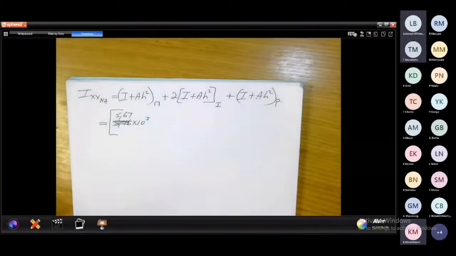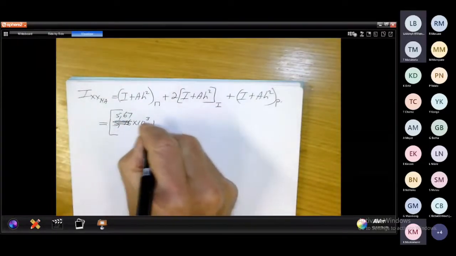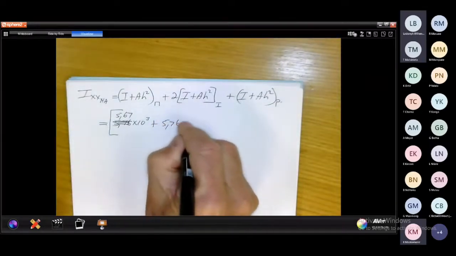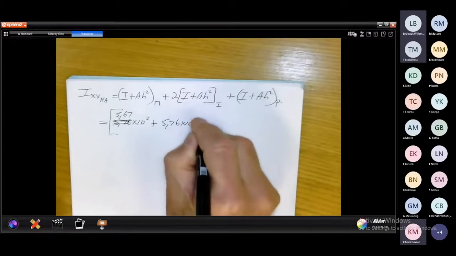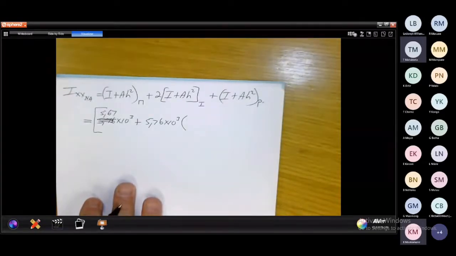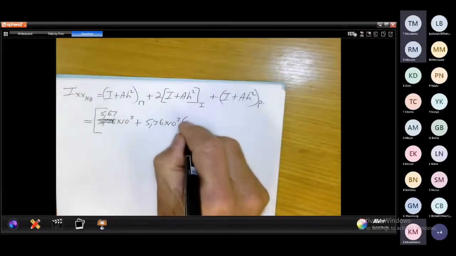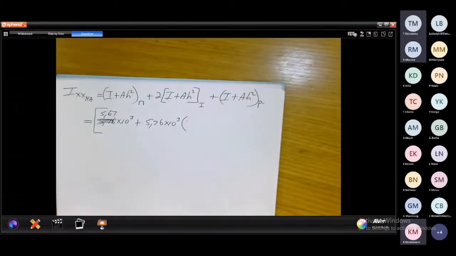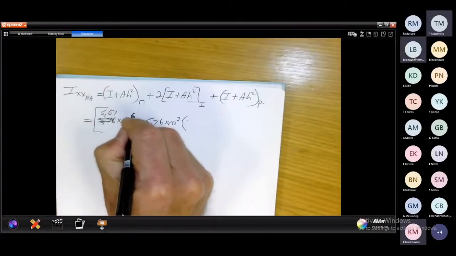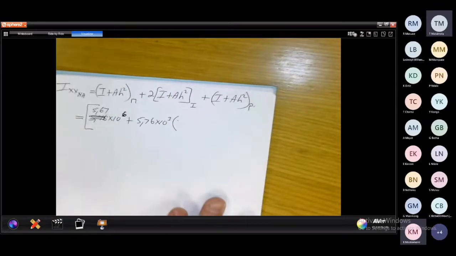Right. Okay. Plus the area, what we have already done is 5.76 times 10 to the power 3. Then my h will be what? So yes, the I is times 10 to the 6. I is times 10 to the 6, not 3. Thank you.